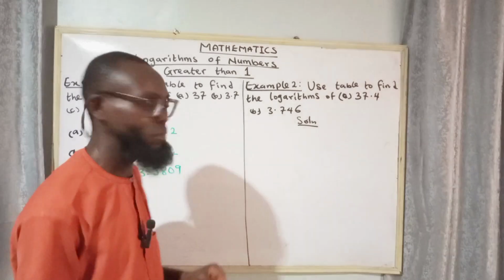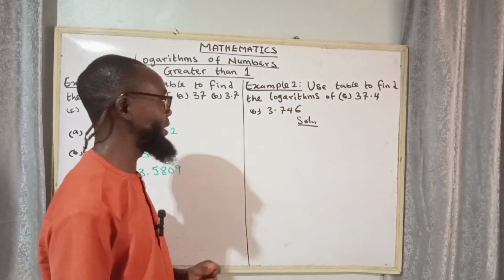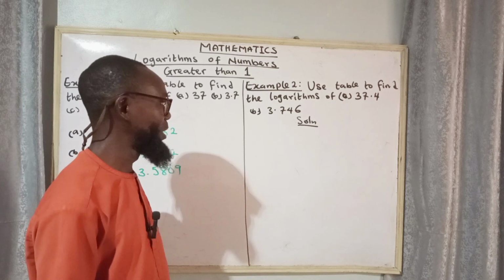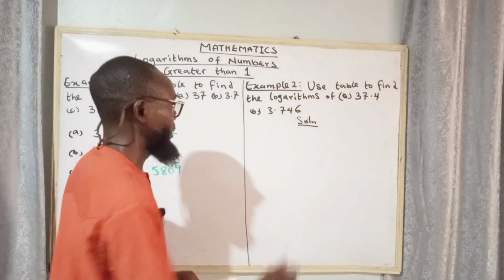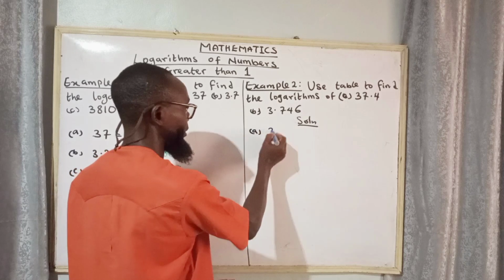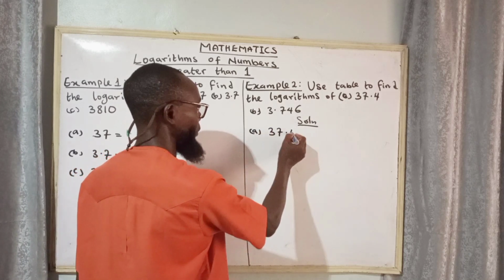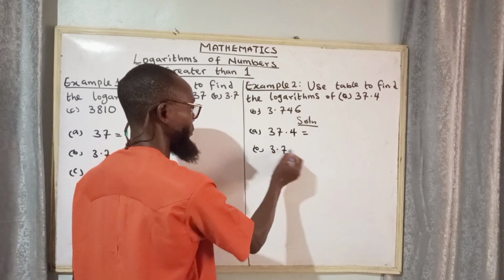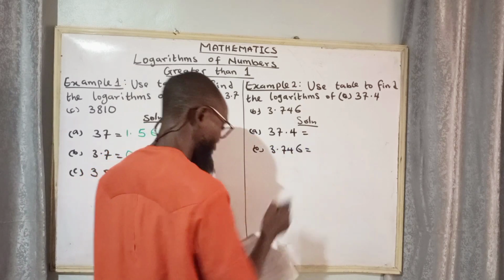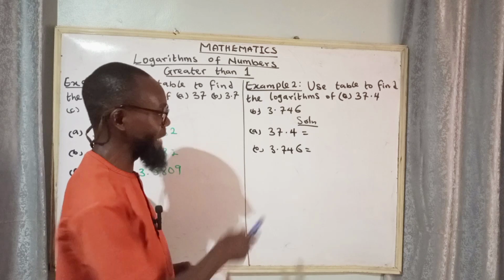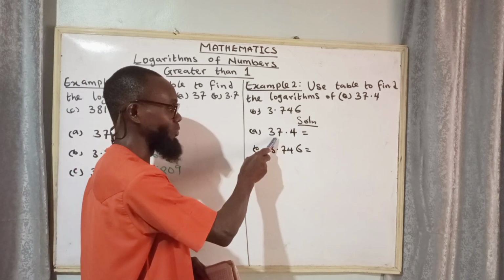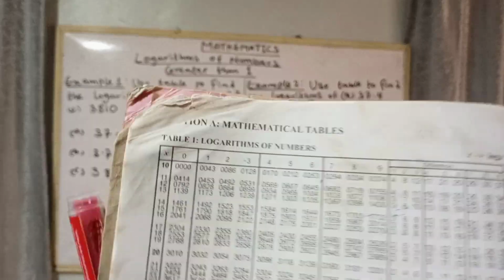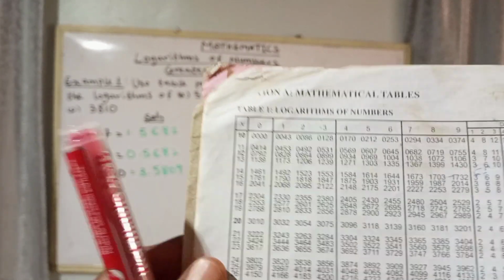Example 2. Use the table to find the logarithms of A, 37.4, and B, 3.746. Now, let's check for the first one, 37.4. To check this one, you're going to check 37 under 4. So let's look at this again.